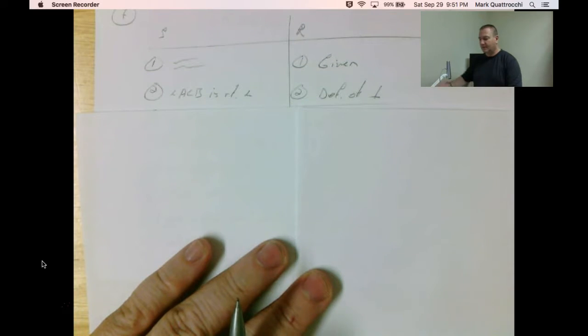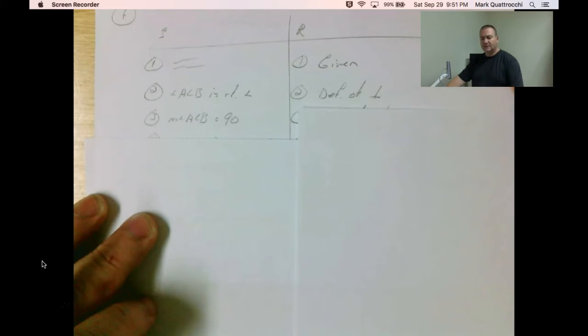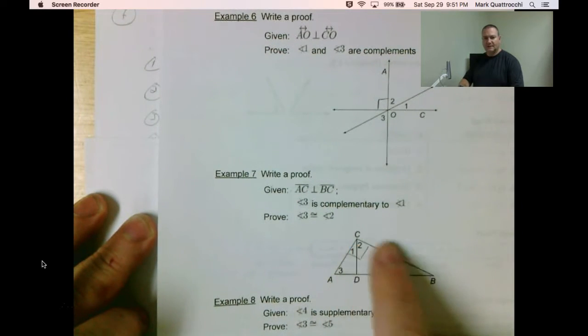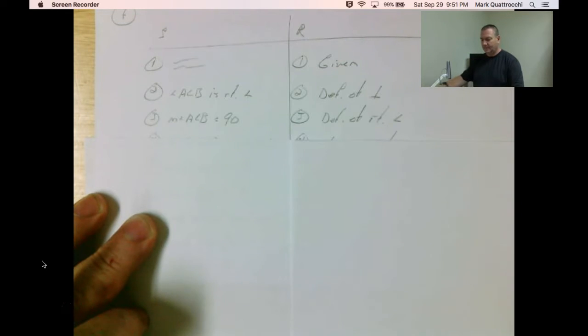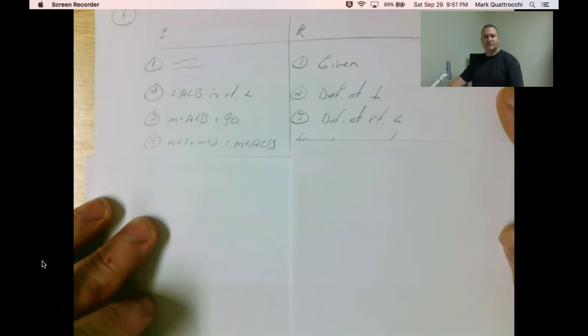Definition of perpendicular. If I have a right angle, that angle must equal 90 degrees. Definition of a right angle. If I look at the diagram, angles 1 and 2 add up to be angle ACB. Measure of angle 1 plus measure of angle 2 equals measure of angle ACB. Angle addition postulate.